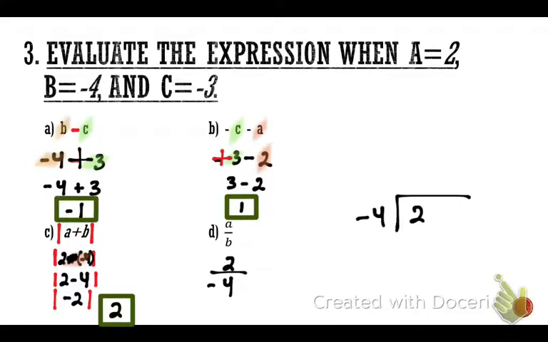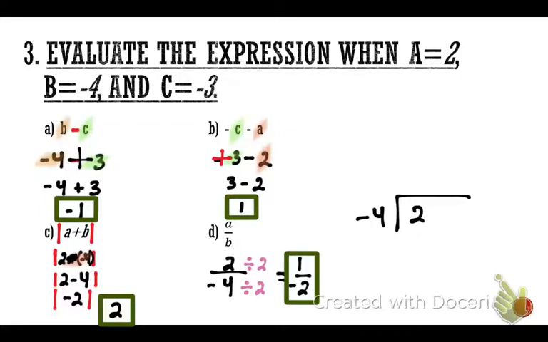Or basically what you could do is you could reduce it. Guys, is there anything that goes into a 2 that also goes into a 4? 2. So I could divide the top by 2 and divide the bottom by 2. Guys, what's 2 divided by 2? 1. What's 4 divided by 2? 2. And then we've got to remember this was a negative. So guys, what's the answer? -1/2. Do you see where the mistake was?